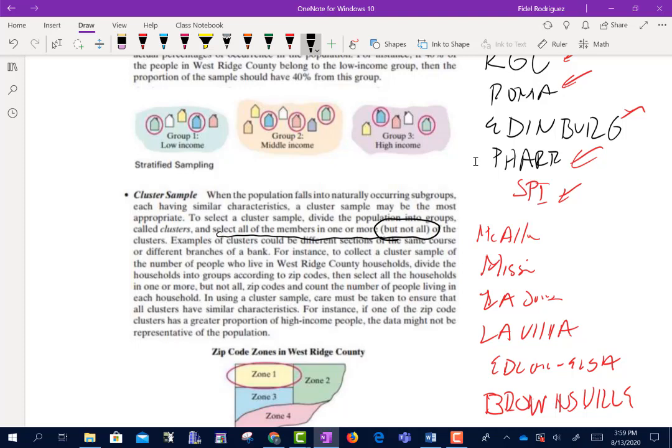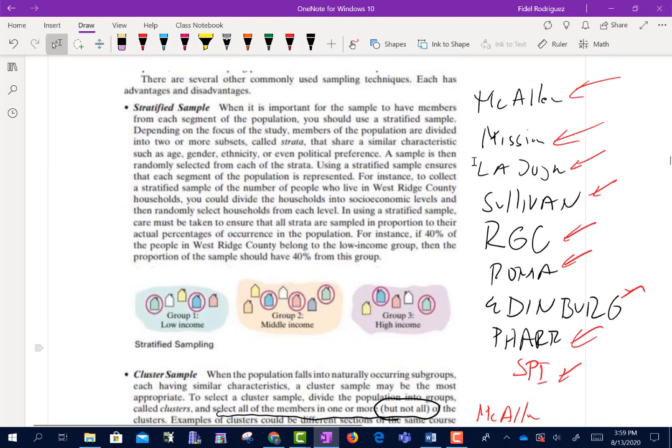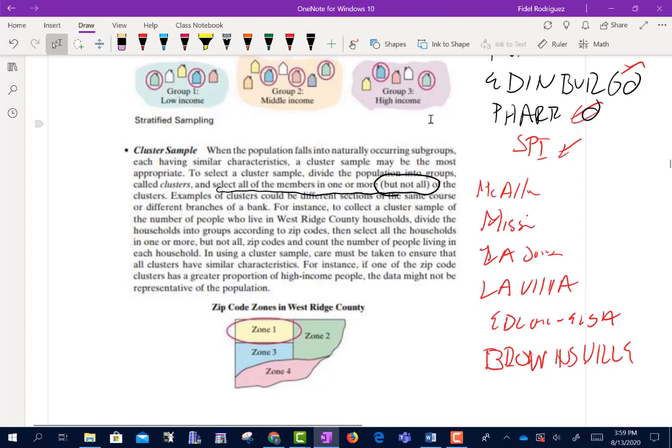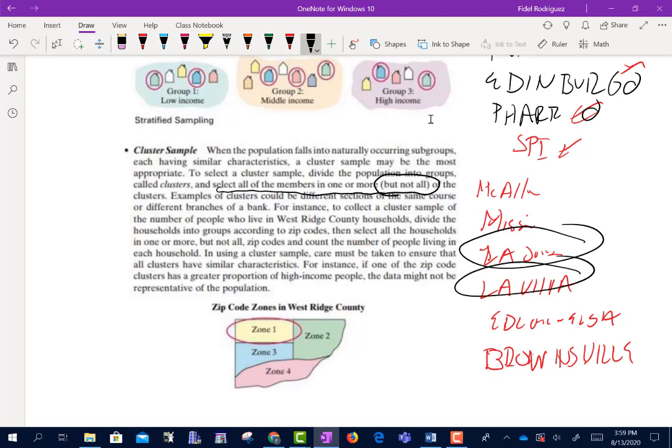So the difference between the stratified and the clustered is here we were taking a little bit from each one. A little bit of people from Sullivan, a little bit of people from Roma, a little bit of people from Edinburg, a little bit of people from Farr, that kind of thing, okay? In the cluster, what we do is we say, we're going to take everybody from La Joya and everybody from La Villa and everybody from Brownsville, but we're not going to take all the cities. So we'll sample everybody in La Joya, we'll sample everybody in La Villa, we'll survey everybody in Brownsville, but we're going to leave certain cities out, okay? That's the difference. That's how we kind of distinguish between those two, okay?